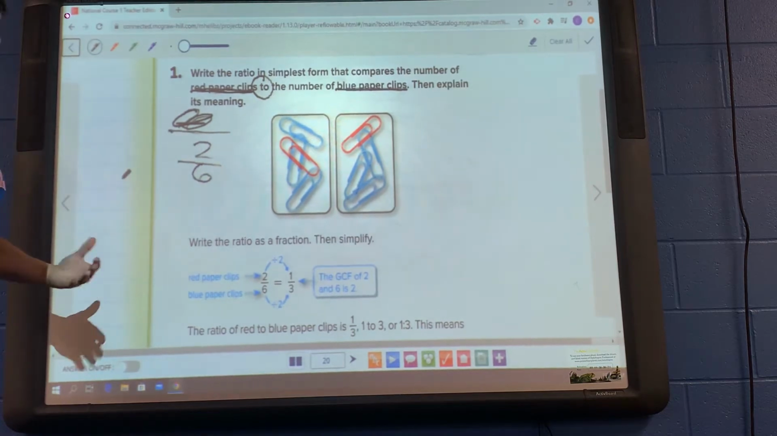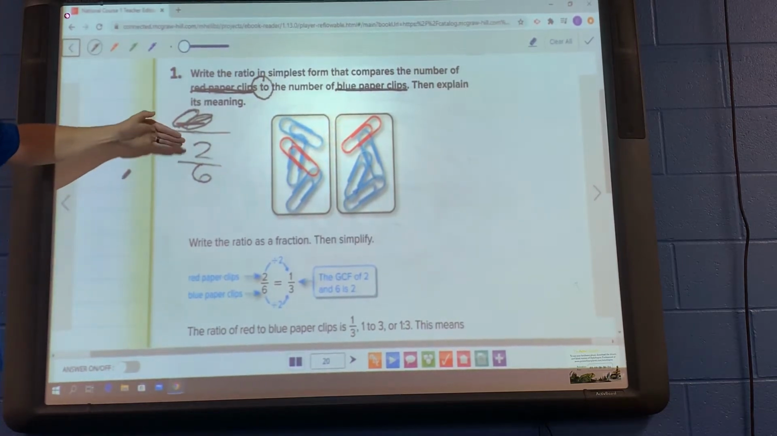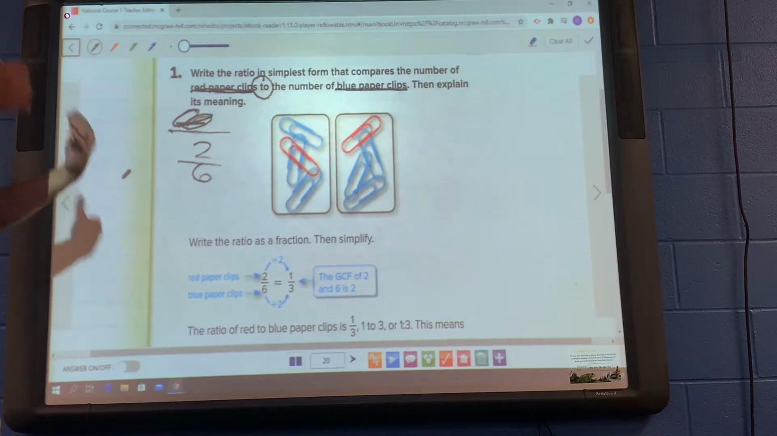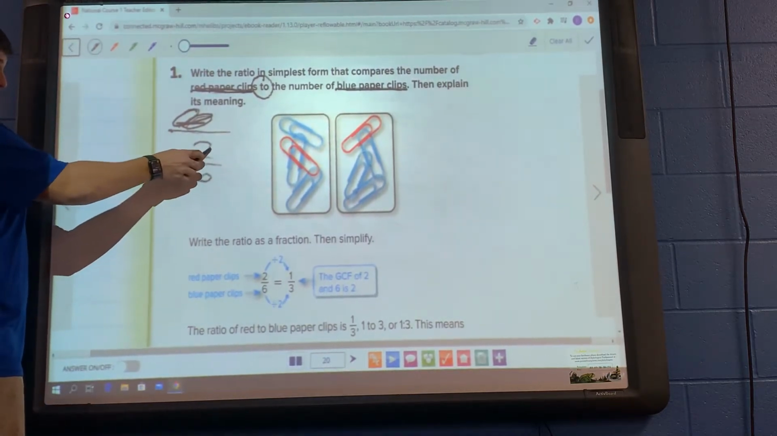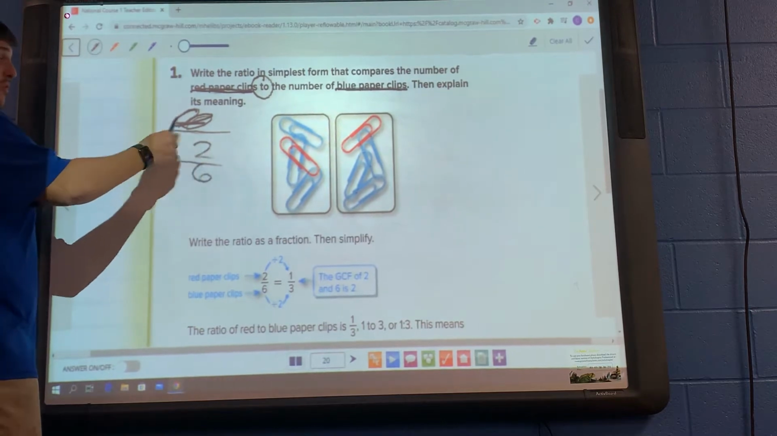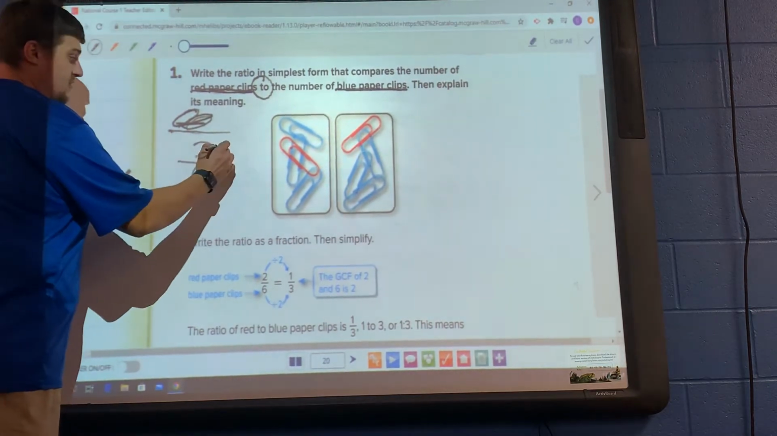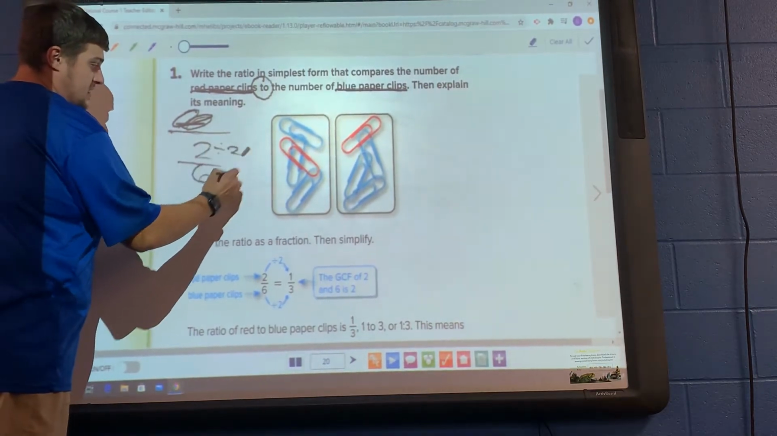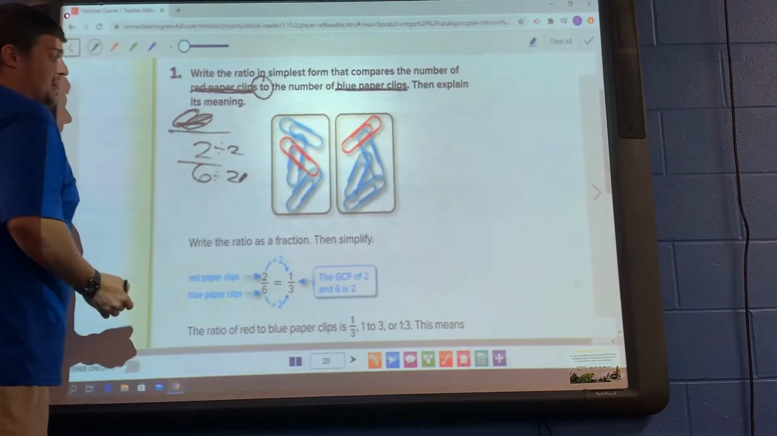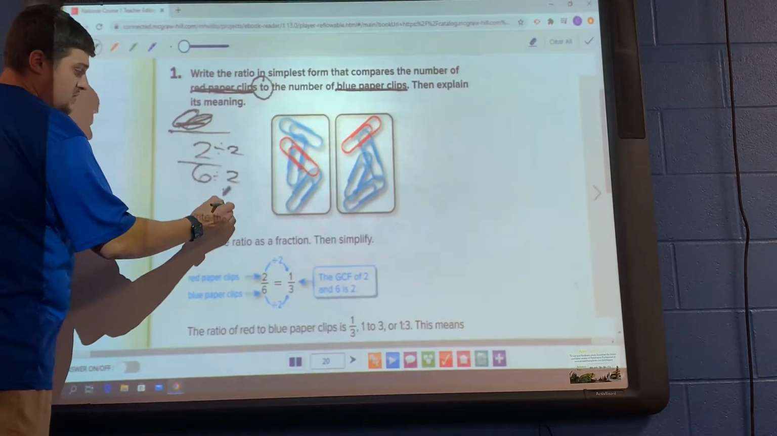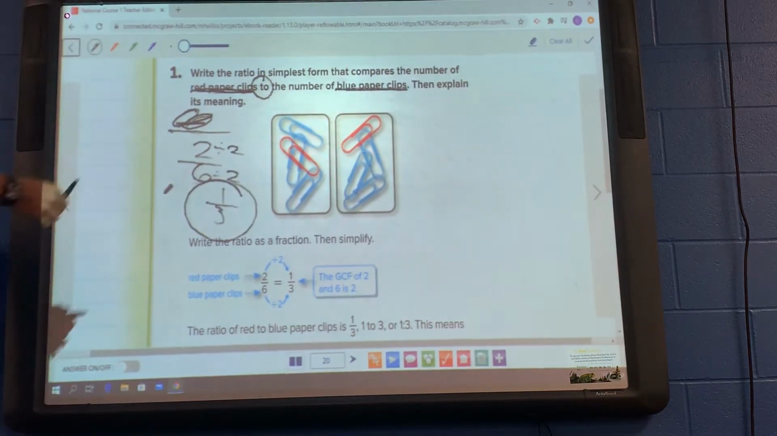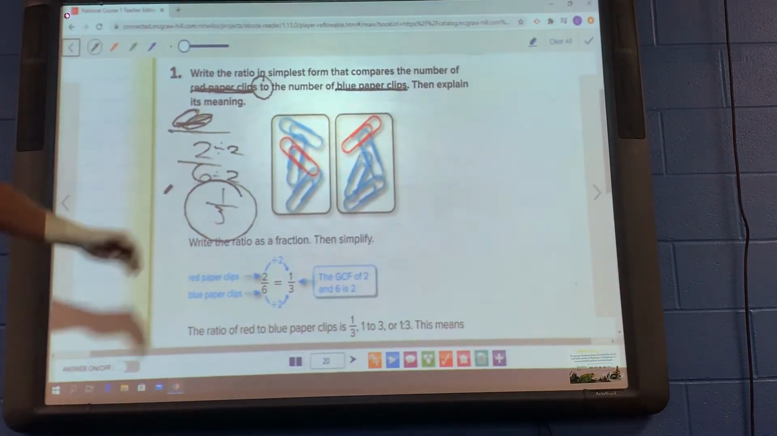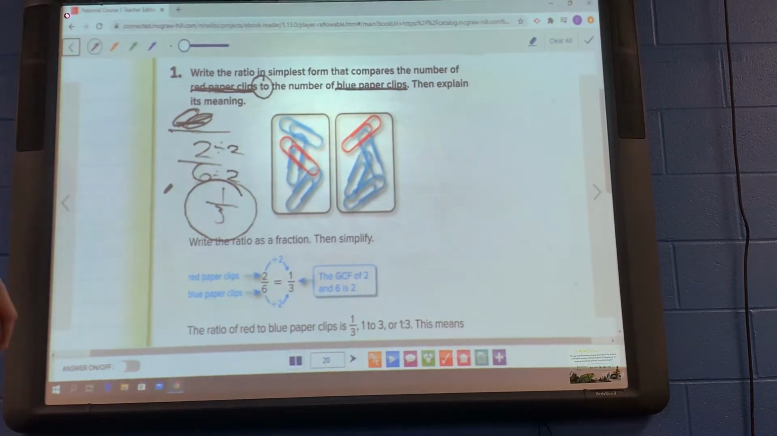So to do that, just like with fractions, you got to figure out what both of these are divisible by to get them as low as you can. Well, 2 is the smallest number and 2 is a prime, so the only thing that 2 is divisible by is itself. So we're going to divide by 2. Whatever you do at the top, you got to do the bottom. So 2 divided by 2, well, that's 1. 6 divided by 2 is 3. So the correct simplified ratio is 1 to 3.